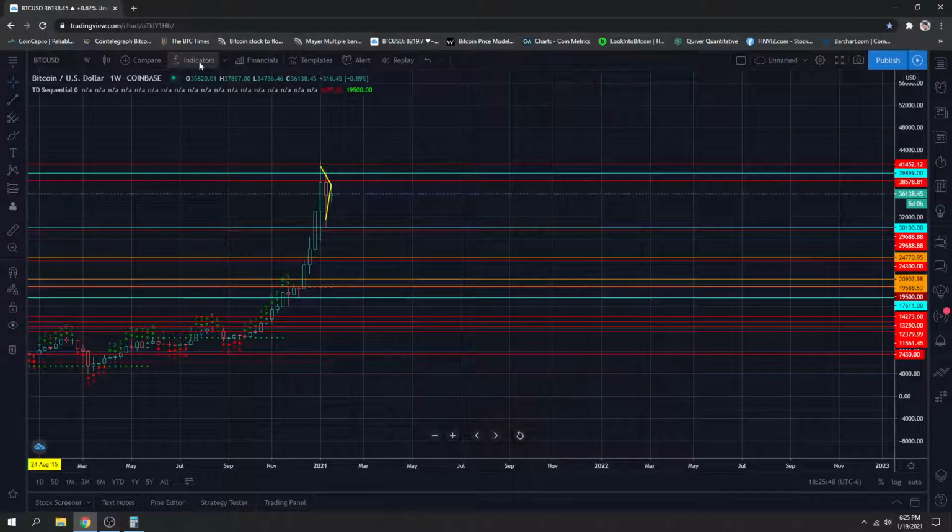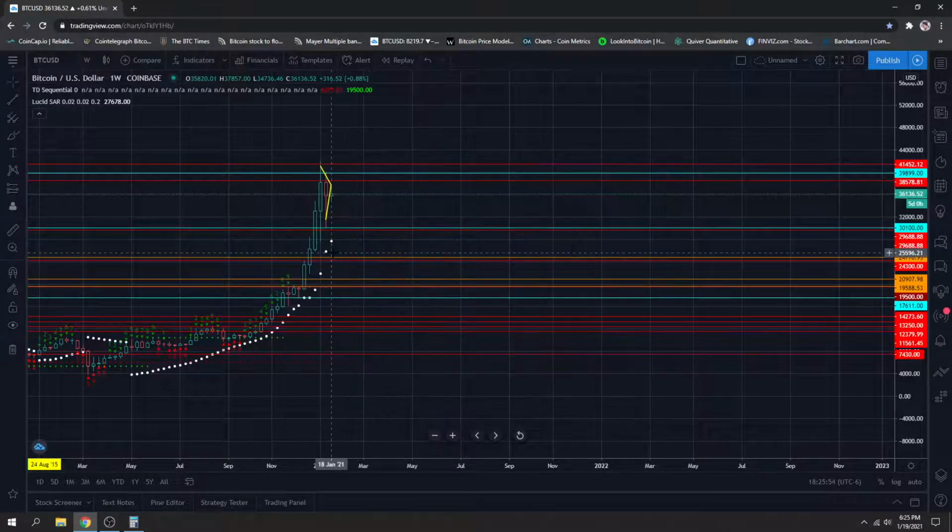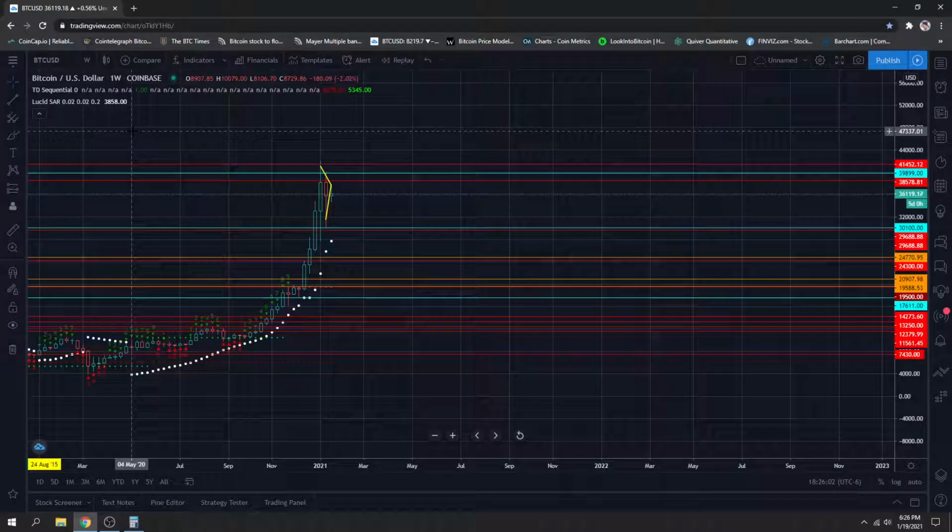Even though our daily RSI and 4-hour RSI are reset, let's look at the Lucid SAR, because I said as soon as this broke, that would probably be a buy the dip indication. That's sitting at 27.7. Could we go that low this week? I mean, we'll see. It's inauguration week.